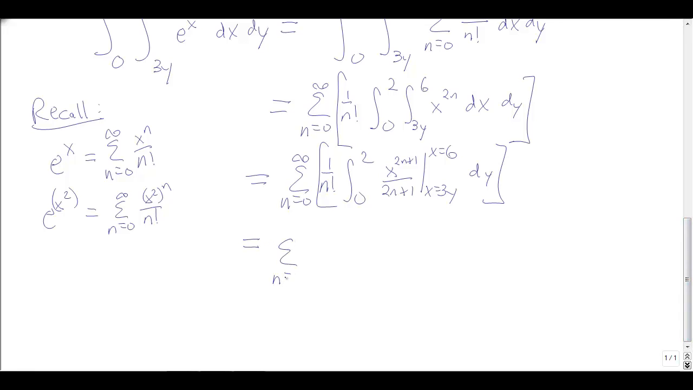And so what I get is the sum from n equals 0 to infinity. I can pull that 2n plus 1 out of the integral. I like to get rid of those constants when I can, or collect them all together anyway. Integral 0 to 2. When I plug in x equals 6, I get 6 to the 2n plus 1. Don't need to write that so high because I got rid of the denominator. 6 to the 2n plus 1. And then I plug in 3y, so I get 3y to the 2n plus 1. And then it's a dy integral.